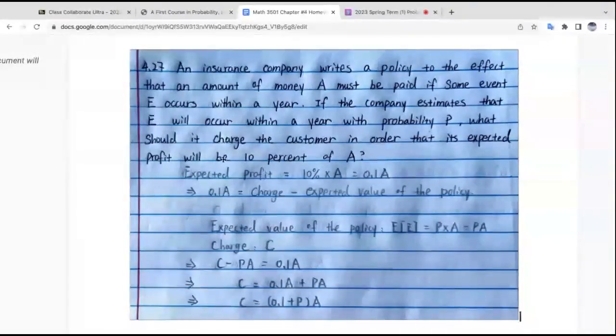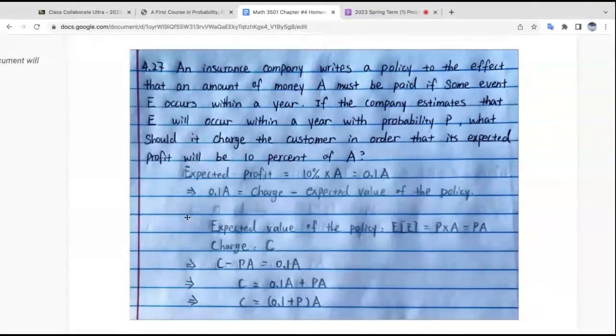Yeah. So I'm going to present question number 27 from chapter 4. The question is, an insurance company writes a policy to the effect that an amount of money A must be paid if some event E occurs within a year. If the company estimates that E will occur within a year with probability P, what should it charge the customer in order that its expected profit will be 10% of A?